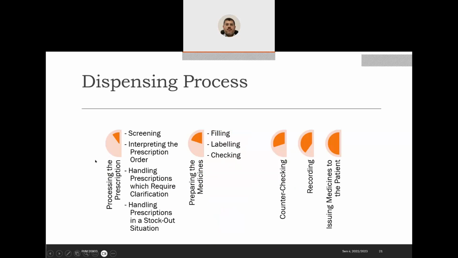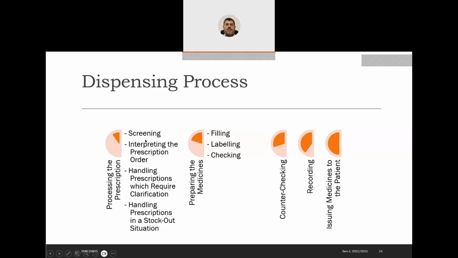Dispensing processes usually include: number 1, processing; number 2, preparing medicines, counter checking, recording, and issuing medicine to the patient. So once you receive the prescription, you have to screen the prescription. Screen means you look for whether the prescription is complete, and all the information required is there. Sometimes you need to have, for example, a signature or stamp of the physician. If it is not there, then you have to reject it, for example. Okay? So this is the screening. You look for completeness of information.